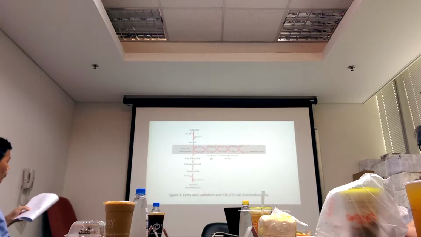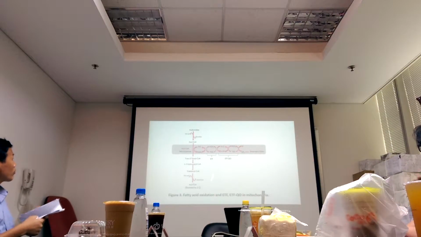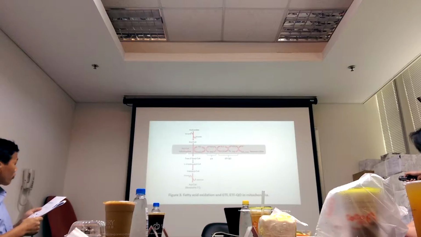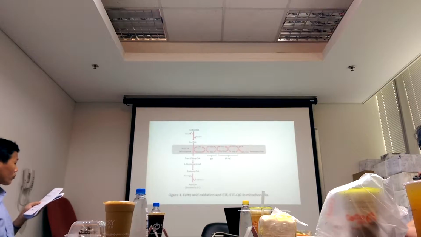In this slide, I want to emphasize ETF and ETFQO and the beta oxidation pathway. We start from acylcarnitine to acyl-CoA. Here they have the acyl-CoA dehydrogenase enzyme. The electron is transferred from FAD through ETF, ETFQO, and then coenzyme Q10, and goes into the respiratory chain.